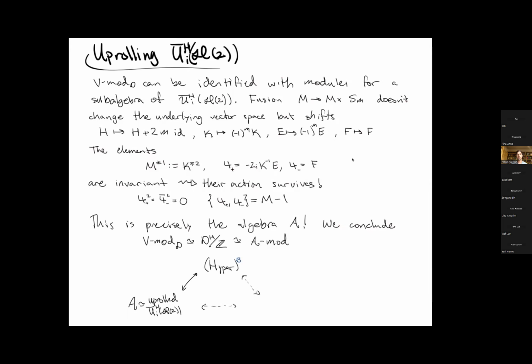So what I'll do is I'll define new generators M, which is K inverse squared. The inverse is just there to make things work out nicely. And then I also have psi plus, where I multiply E by K, as well as an annoying factor of minus 2i. And I define psi minus to be F. Oh, this is not supposed to be barred.